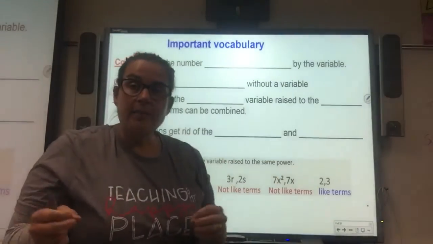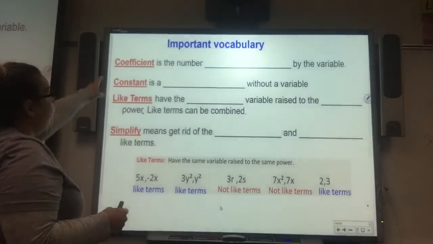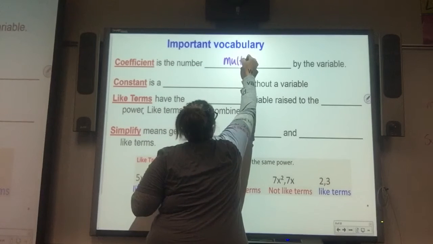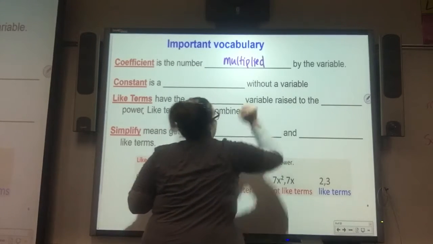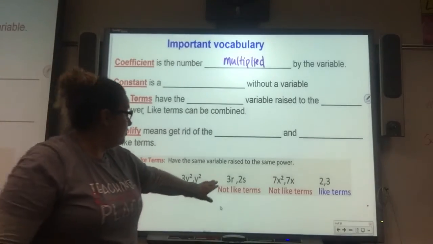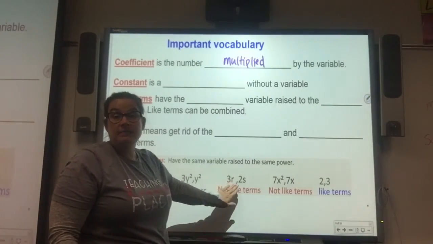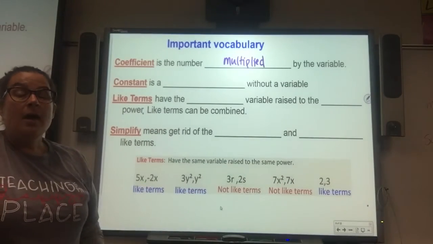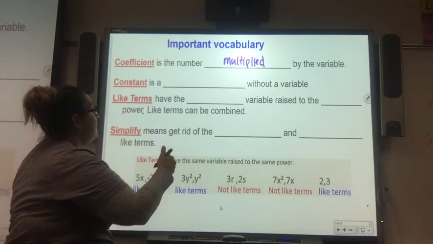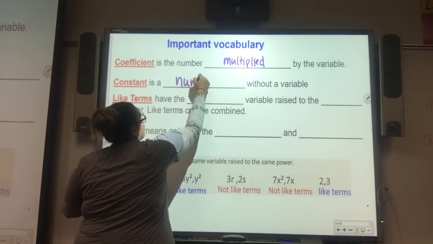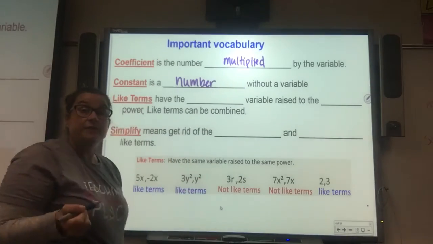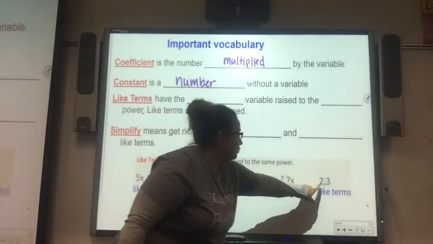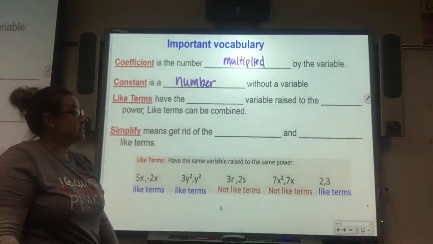So, a few vocabulary words I want to get to you. Coefficient, that is the number multiplied by the variable. So for example, 3 is the coefficient because 3 times r. Or 7 is the coefficient because of 7 times x squared. A constant is a number without a variable. So like 2, 3, those are constants.